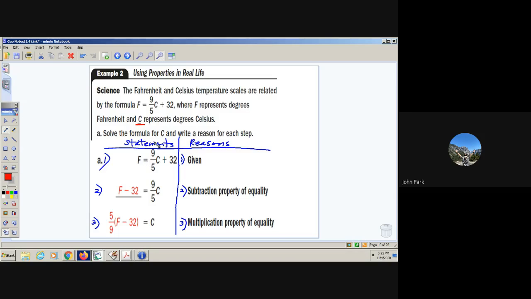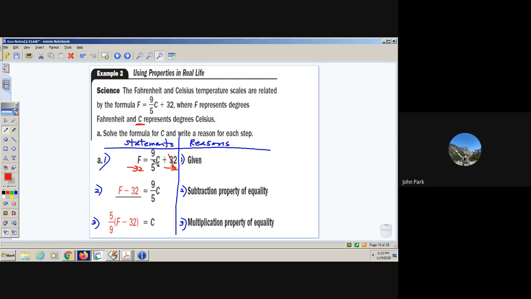So first step is given. So we always start with sort of the given equation or the given problem, right? So the first step in the problem is kind of given to us. So that's given. And then to go from here to solve for C alone, I need to get rid of the 9/5 and get rid of 32. So I subtract 32 first on both sides, right?